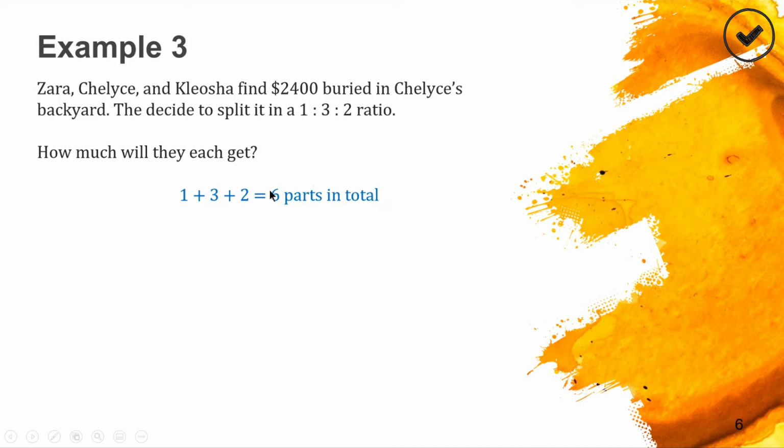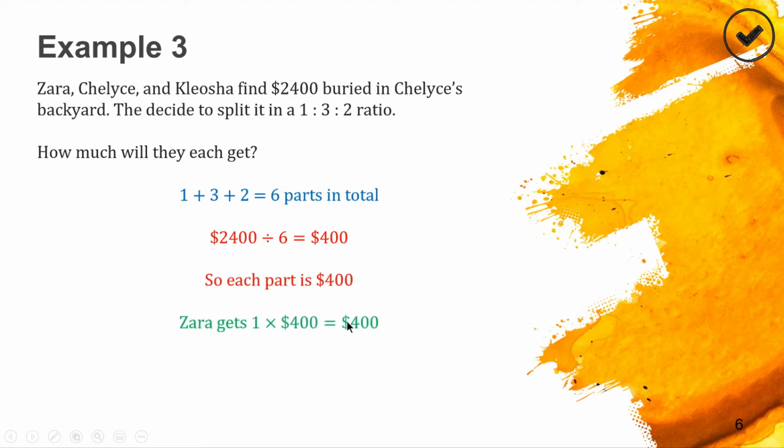So once again, now we've got that total number, all we need to do is figure out what we're sharing, split it up into 6 parts, so we can put 1 of them here, 3 of them here, and 2 of them here. Okay? So we'll do 2,400 divided by 6. That works out to be 400. Okay? That means Zara is going to get 1 lot of $400. Shalise is going to get 3 lots of 400, and Cleosha is going to get 2 lots of 400.